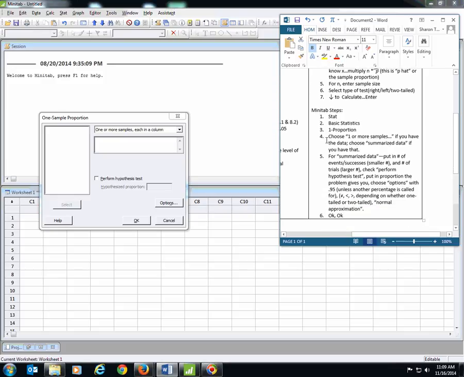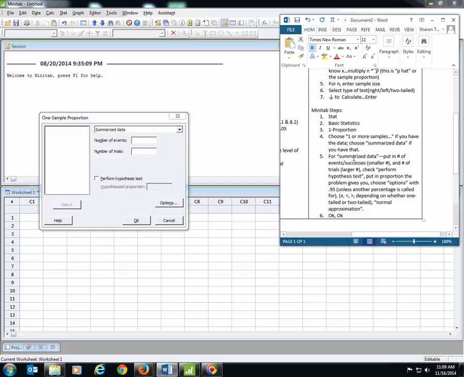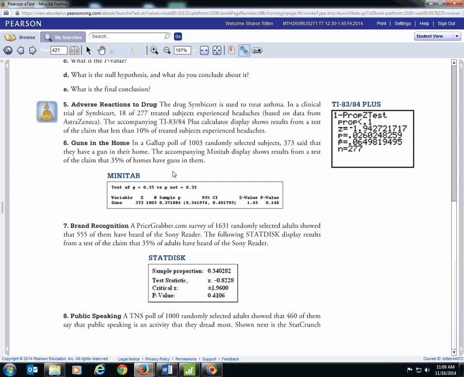We're here at number 4, and it says to choose one or more samples if you have the data. Now for us, we don't have the data. If we did, we'd actually plug it into the different areas on our chart. But we have the actual numbers. We actually know what the summarized data is. So we're going to choose summarized data, and then we've got to use those three numbers from the book, the 1003, the 373, and the 35%.